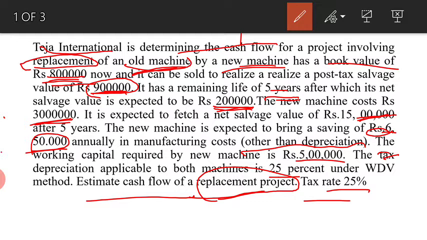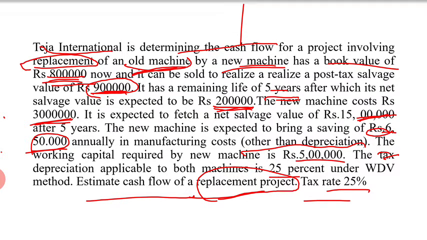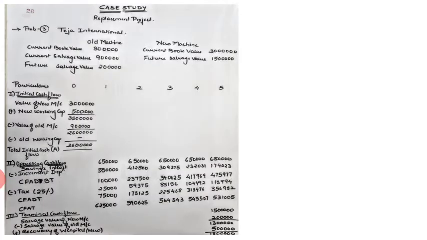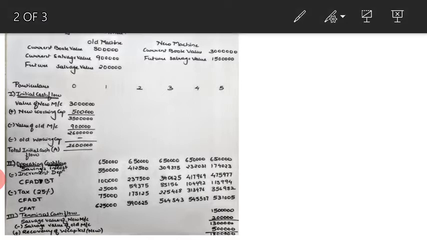So if this problem comes in the paper, how do we solve it? Let's go for the solution. I have just written down what is the data provided. The problem is related to Teja International. And as I said, for the old machine there would be 3 values given. Which are those three values? The current book value, which is 8 lakh rupees, current salvage value, which is 9 lakh rupees, and future salvage value, which is 2 lakh rupees.